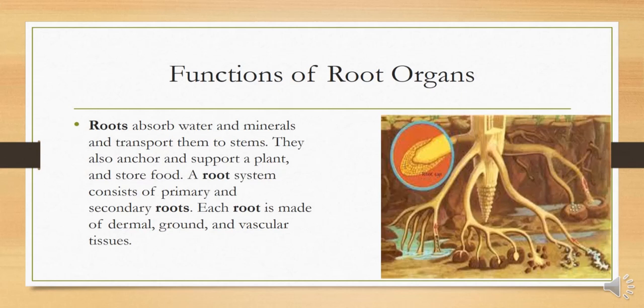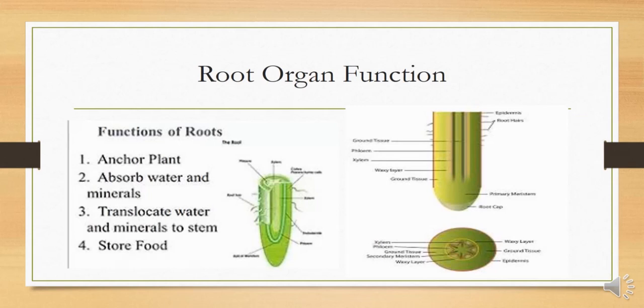So our root system consists of primary and secondary roots. Each root is made of dermal, ground, and vascular tissues. All right, so you can see the parts of the roots, which is beyond our syllabus. So we will just focus on the main functions of the roots. The main functions of the roots are four. Number one, anchor the plants into the soil above the ground.